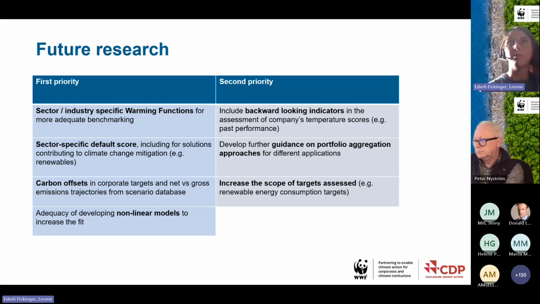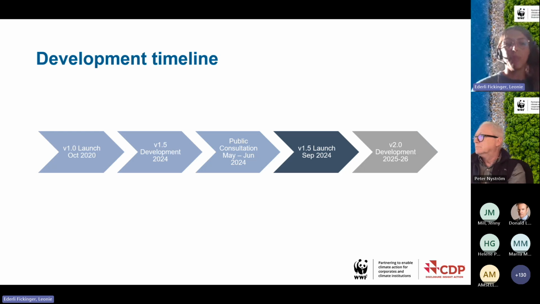So the method that we presented today is an update to the previous version that was launched in 2020 by CDP and WWF. So the same project team then kicked off again work this year to release the current version, which is version 1.5 at the beginning of this year. We went through a very extensive public consultation process in Q2 of this year, which also included a specific advisory group for this project, and finally published the final version last week.